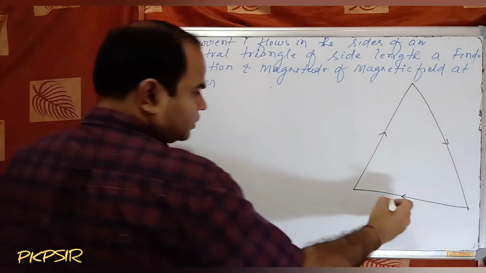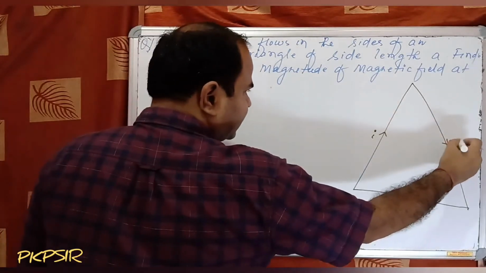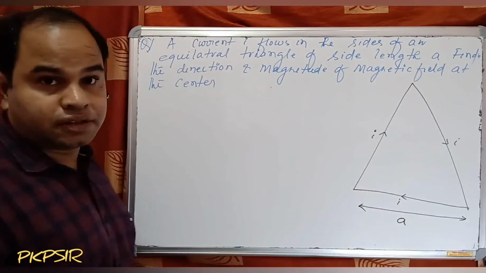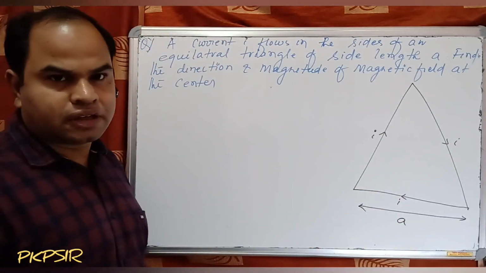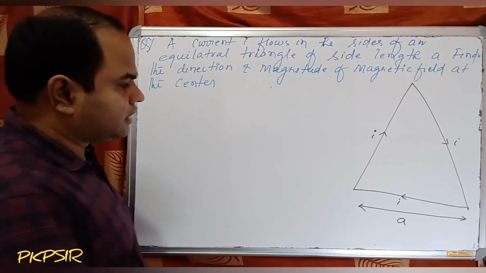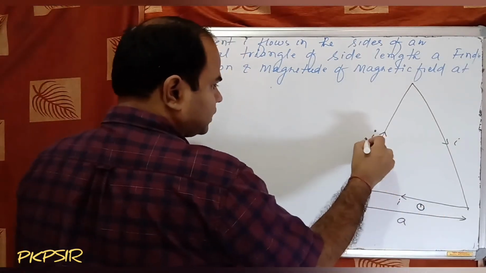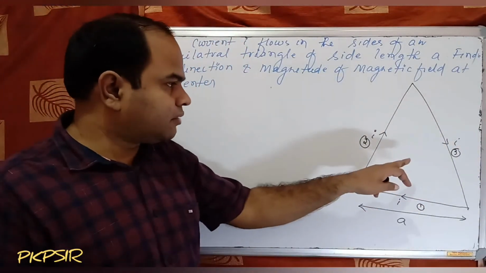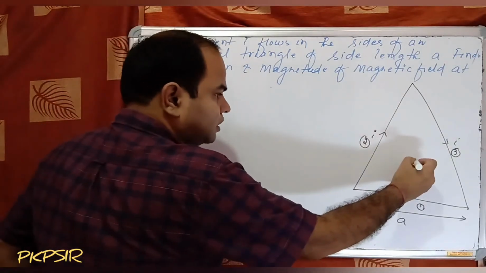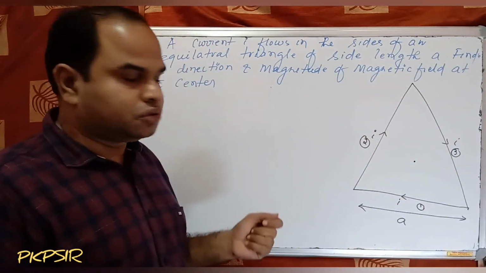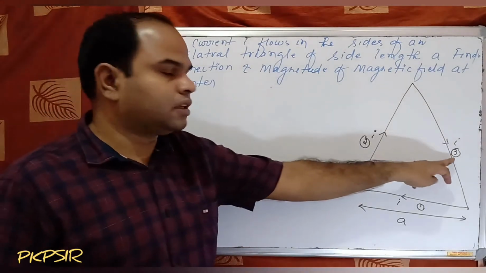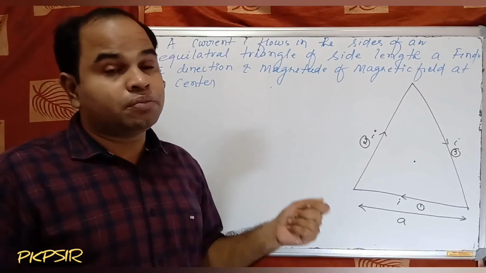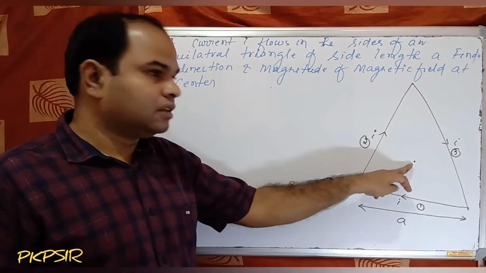The current is I and the side length is A. Since it is an equilateral triangle, all the angles are 60 degrees. Let us assume this is the first conductor, this is the second conductor, and this is the third conductor. Since we are going to find the net magnetic field at the center of the equilateral triangle, each conductor individually will produce a magnetic field at the center.